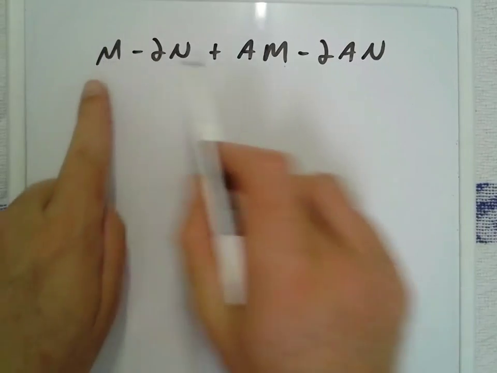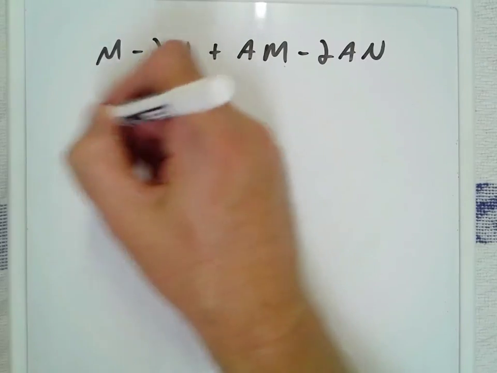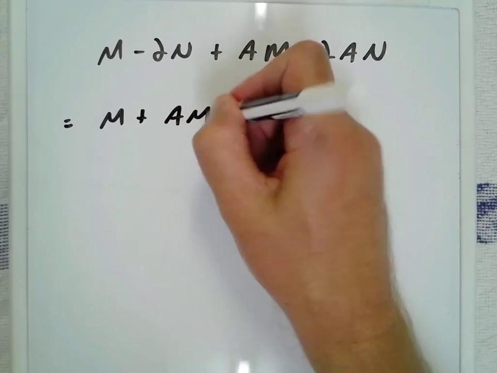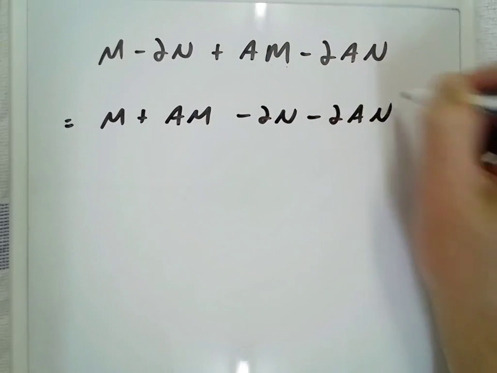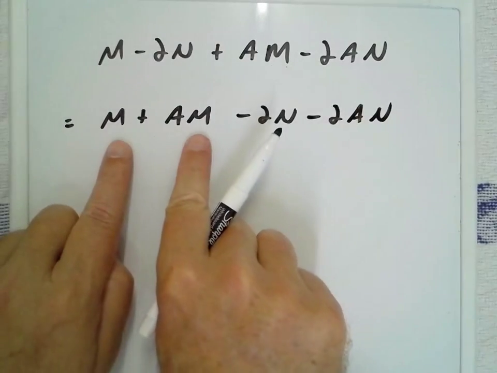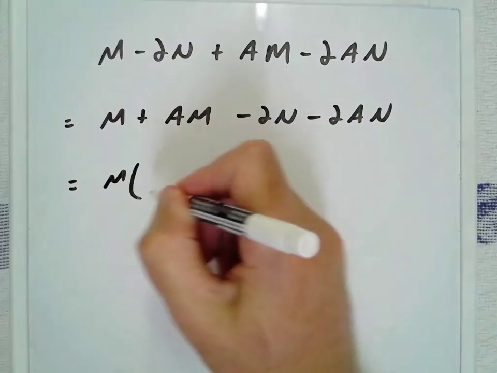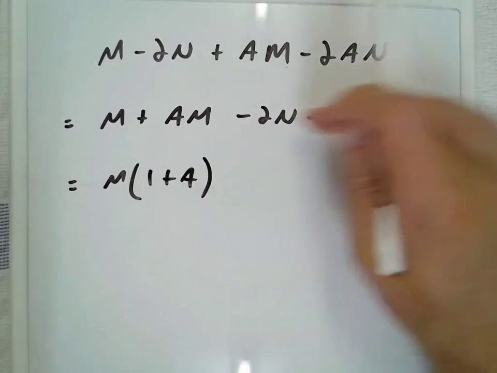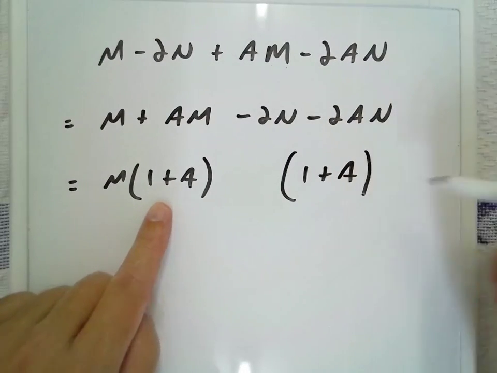You can see I'm wanting to get my two m's together, so I've got at least something common. So that expression equals m minus 2n plus am. And now, at least in these two, when I ignore that, I've got an m here. m(1 plus a). Okay, remember, I'm not even looking at that. I want this bracket to be 1 plus a.